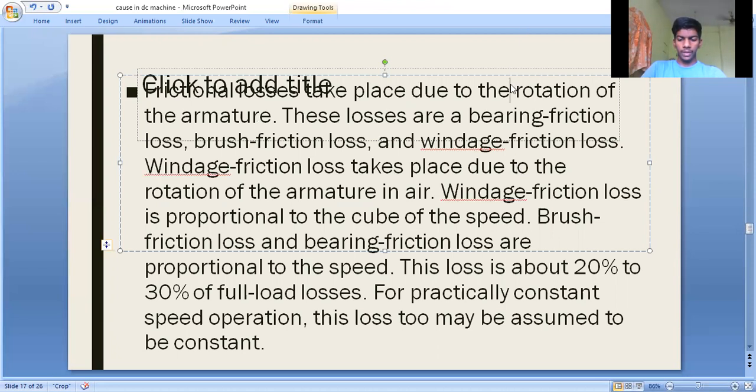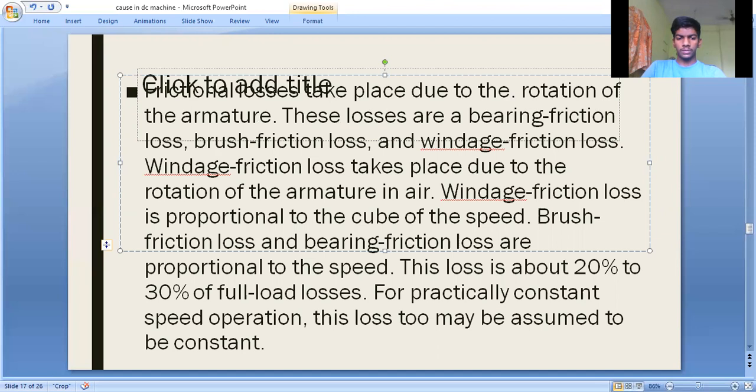Frictional losses take place due to the rotation of the armature. These losses are bearing frictional loss, brush frictional loss, and windage frictional loss. Windage frictional loss takes place due to the rotation of the armature in air. Windage frictional loss is proportional to the cube of the speed. Brush frictional loss and bearing frictional loss are proportional to speed.